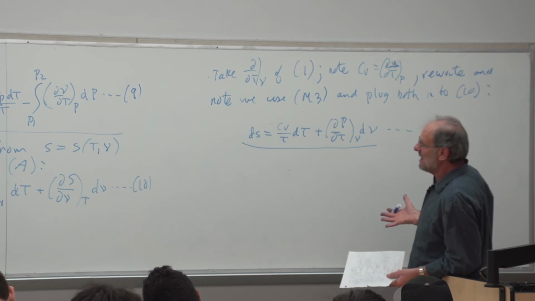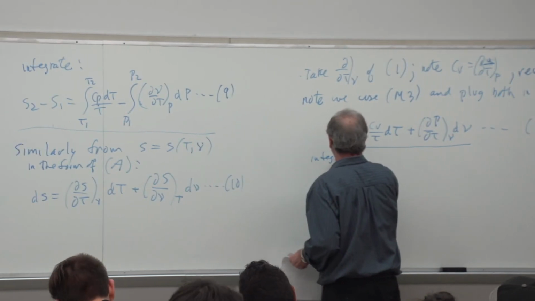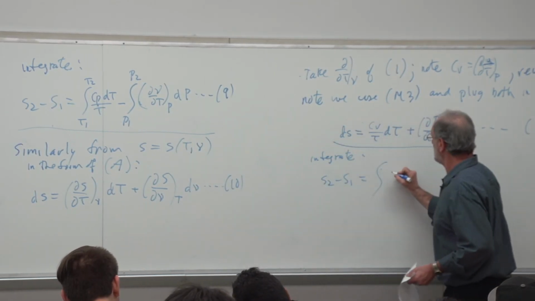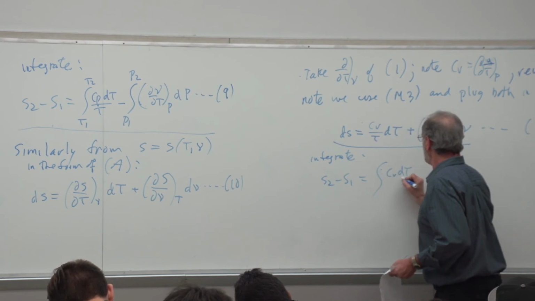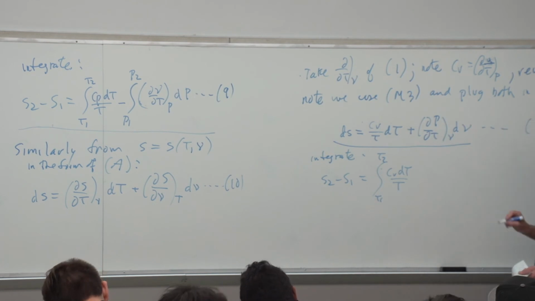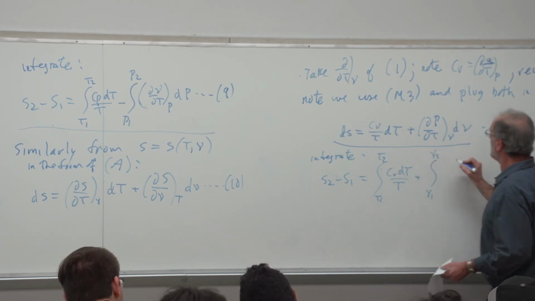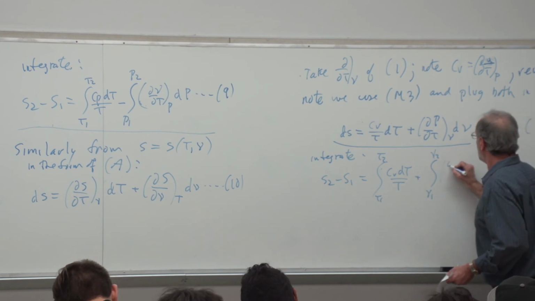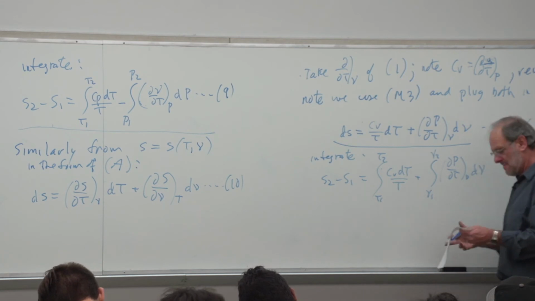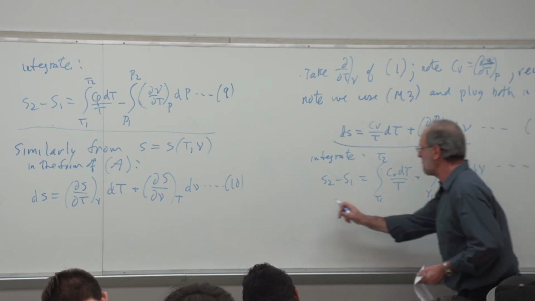And then last but not least, I would like to integrate. So I get S2 minus S1 equals the integral of Cv dT over T. So this is integrating on temperature from 1 to 2. And then plus the integral, and here we're integrating on volume, of del P del T at constant V dV. Good. And that I want to call equation 12.